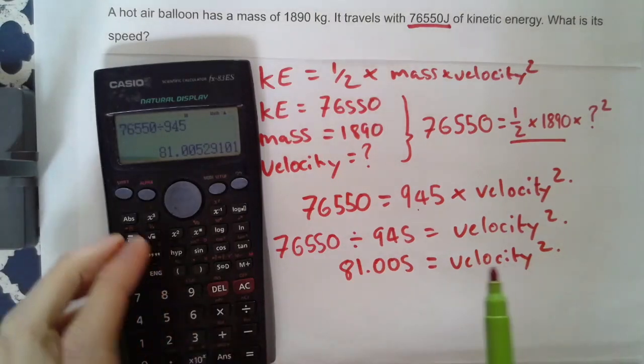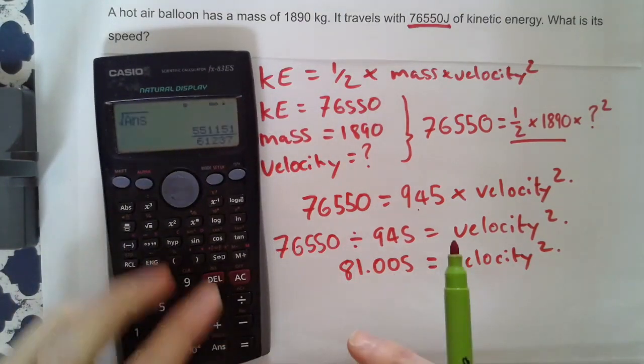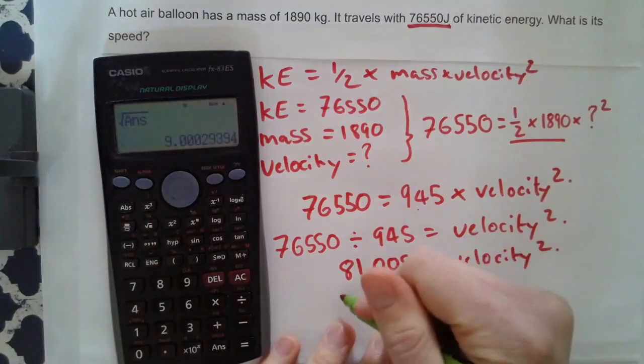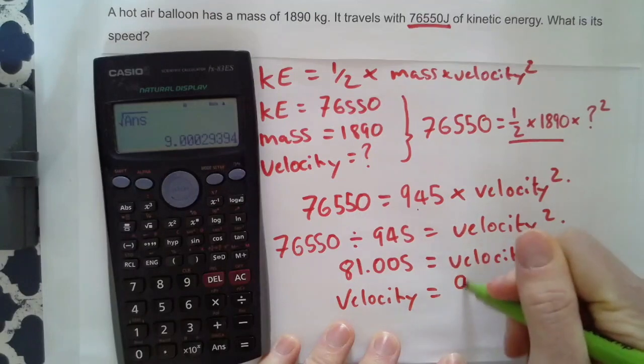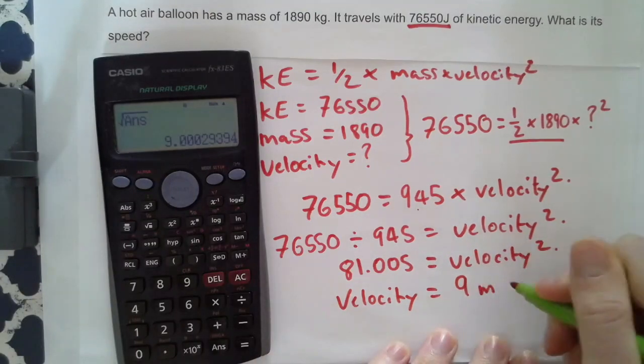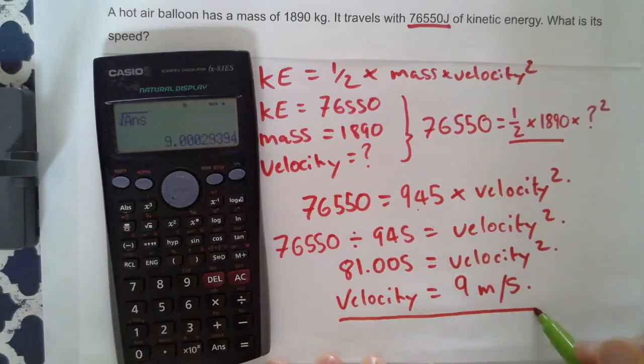square on both sides, and I do that by square rooting my answer, and my speed comes out at, or my velocity comes out at 9 meters per second. Okay, that's my final answer.